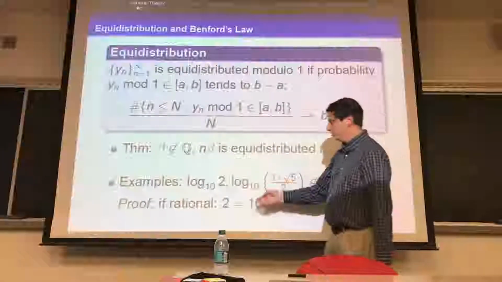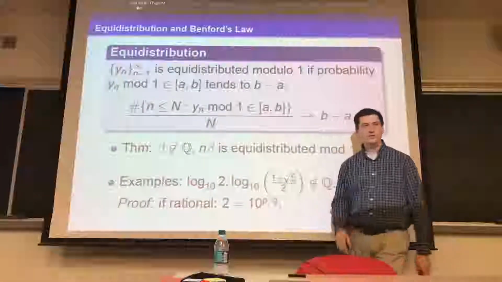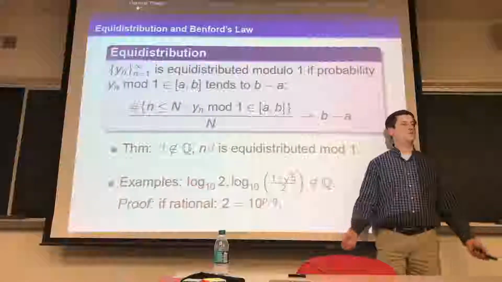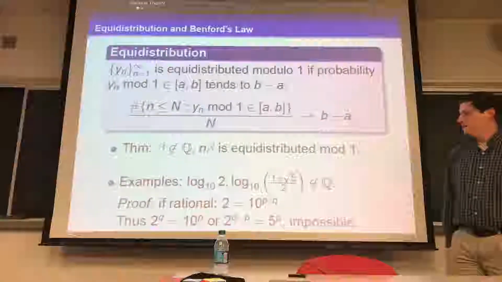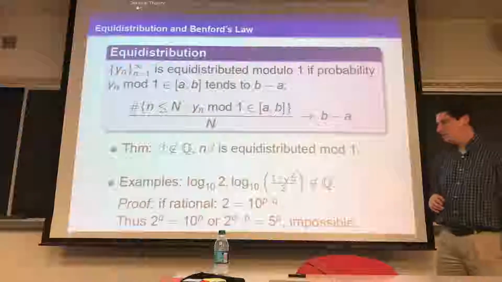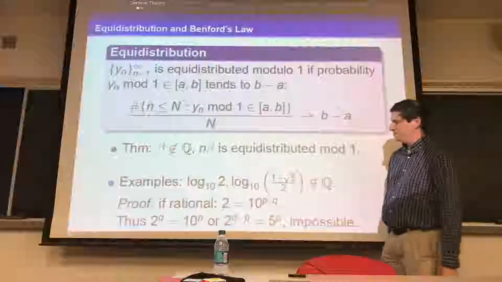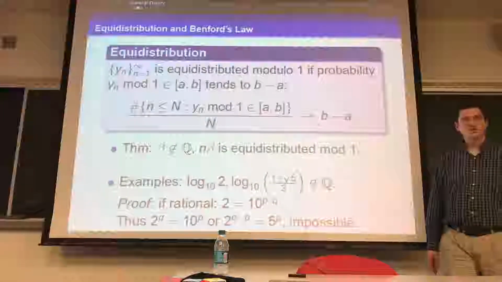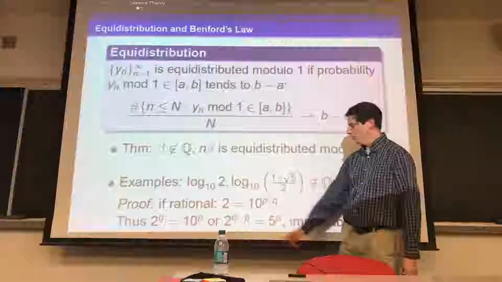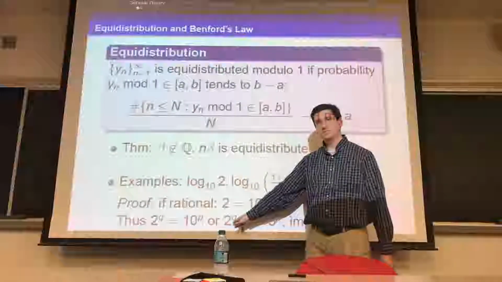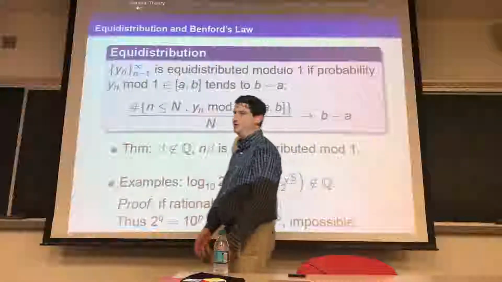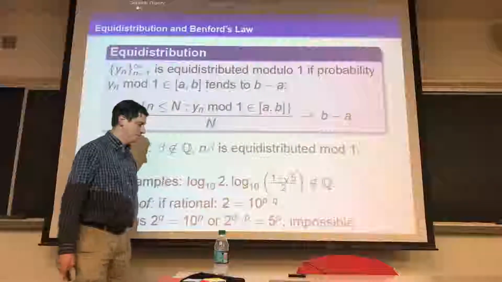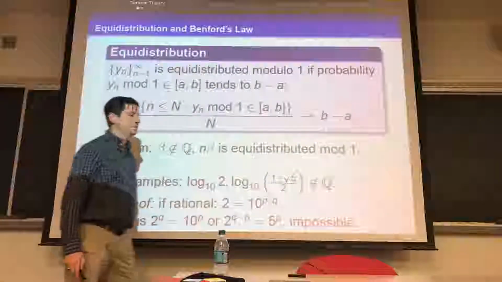If it was rational, then we could write 2 as 10 to the p over q, where p and q have no common factors. So that's the same as 2 to the q is 10 to the p, or 2 to the q minus p is 5 to the p, and with a little bit of work you can show that there's no way to do this. q and p can't be the same, so we're going to have some power of 2, and that just can't happen, because this will be even and that will be odd.